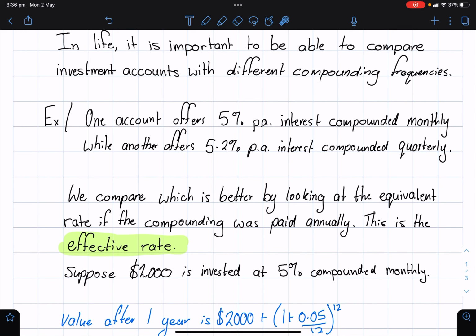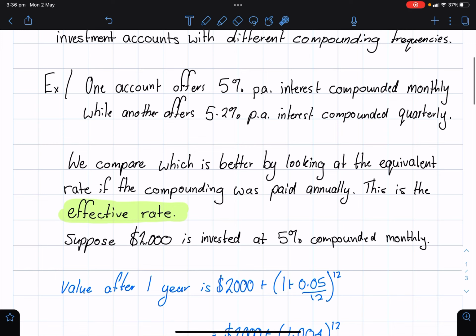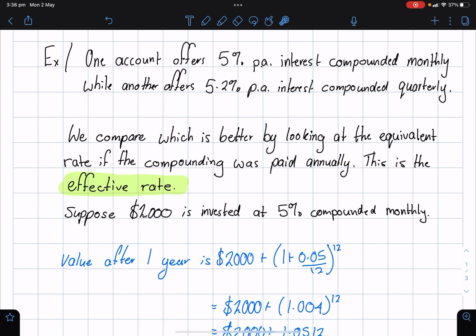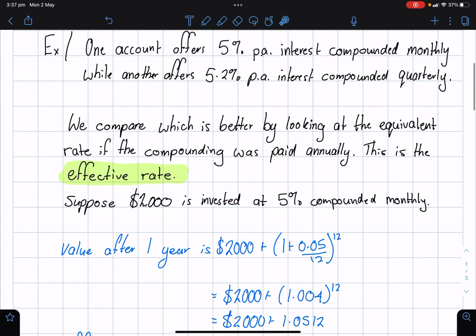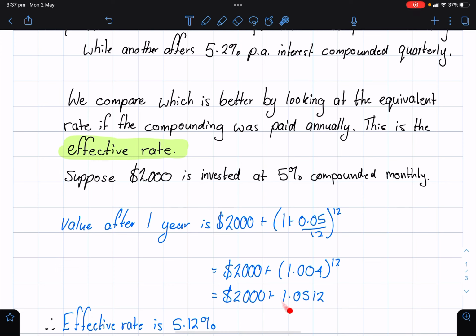First off, suppose $2,000 is invested at 5% compounded monthly. So the value of this account after 1 year is $2,000, and that's our initial investment, times 1 plus the interest rate over how often it is compounded, so compounded monthly, so 0.05 over 12, to the power 12, because we're looking at 1 year and it's compounded 12 times. So all we're going to do is solve this right-hand term. On the inside, this equals 1.004, that's to the power 12.